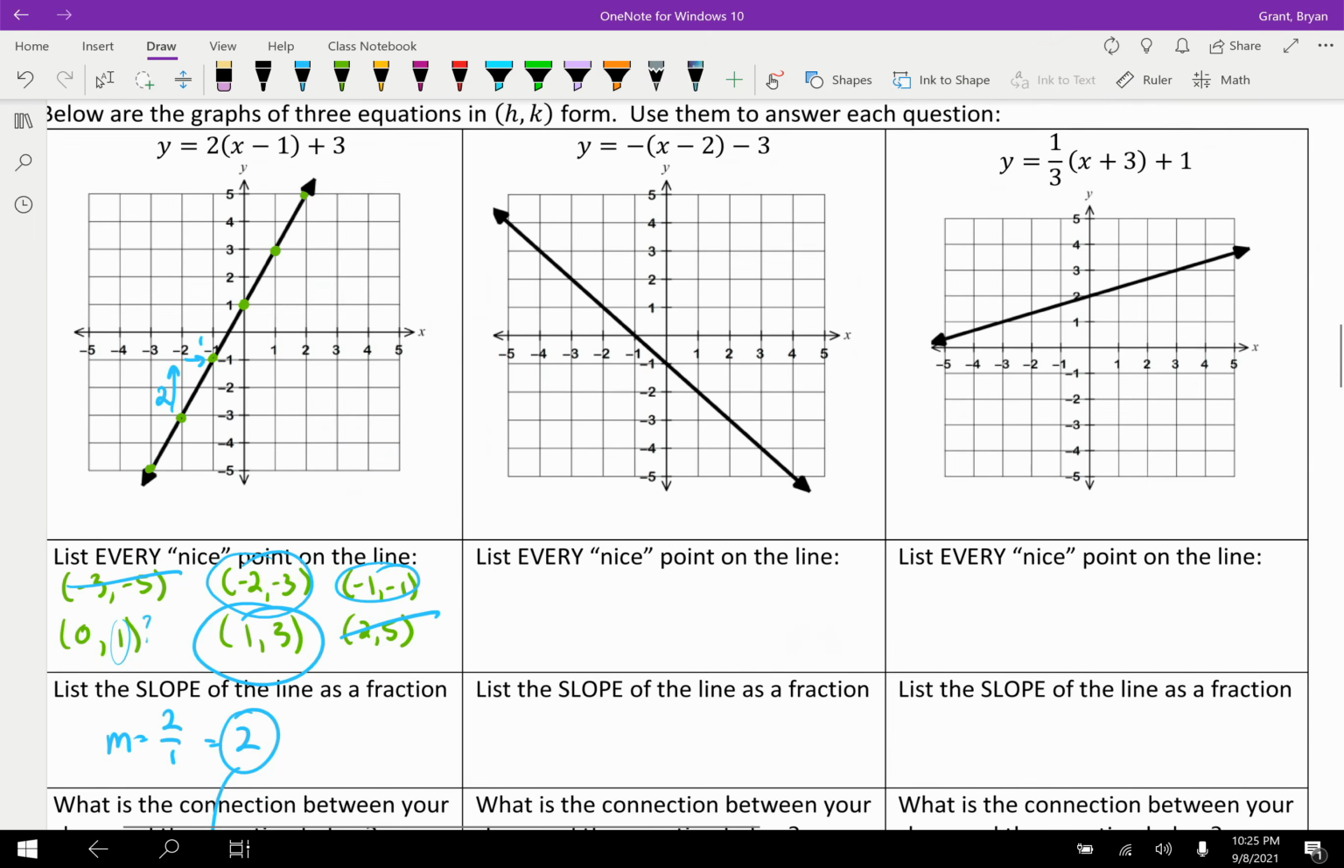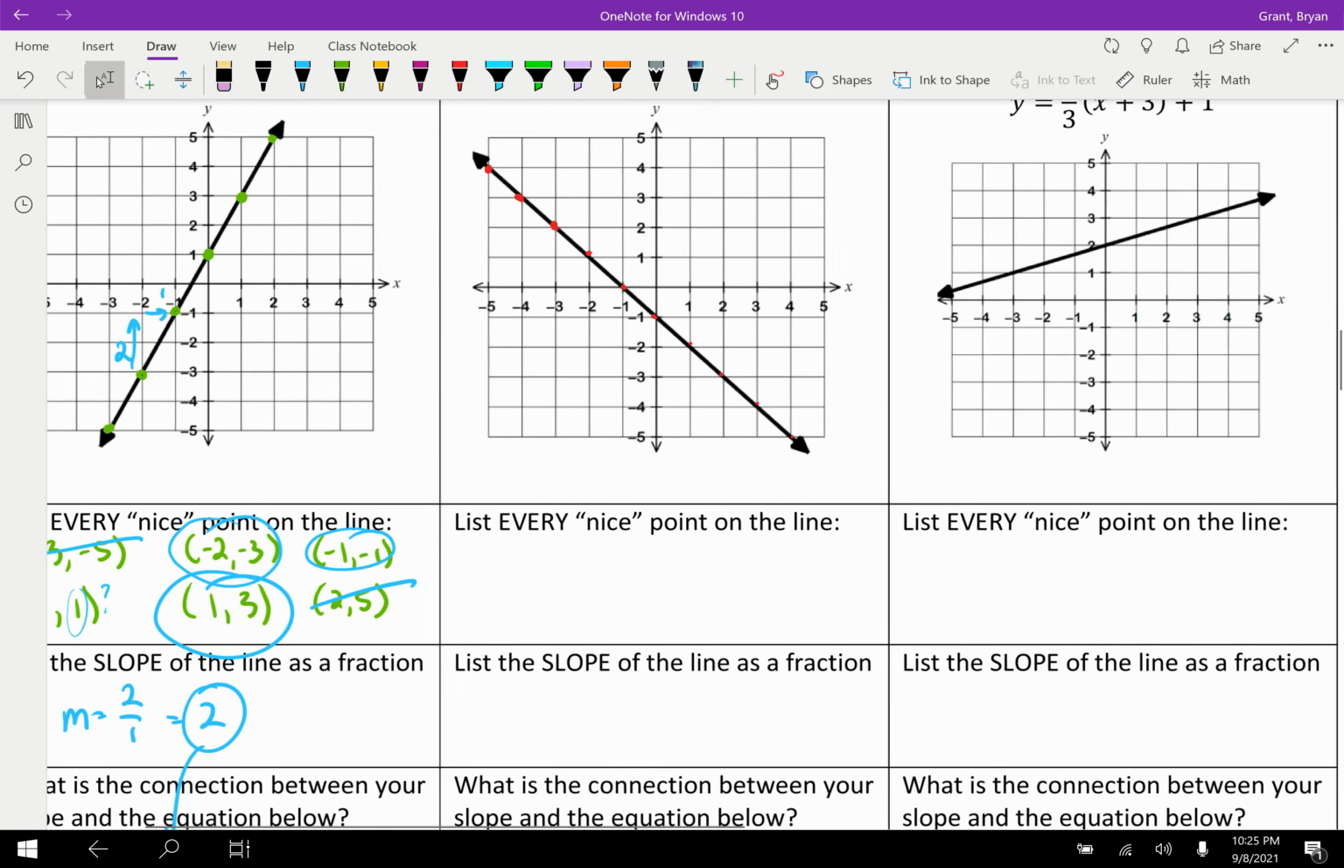Let's look at our next one. All right, nice points. Oof, there are a ton of nice points on here, aren't there? That is going to take quite some time to write. 1, 2, 3, 4, 5, 6, 7, 8, 9, 10. 10 points, I got this. -5, 4. Let's even see if we can see a pattern for the x's just to make this easier. -5, 4. This one's -4, 3.